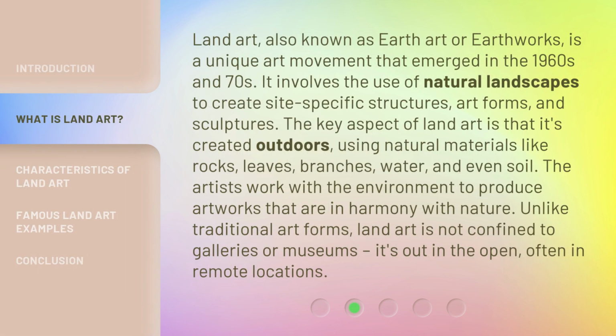Land art, also known as earth art or earthworks, is a unique art movement that emerged in the 1960s and 70s. It involves the use of natural landscapes to create site-specific structures, art forms, and sculptures. The key aspect of land art is that it's created outdoors, using natural materials like rocks, leaves, branches, water, and even soil. The artists work with the environment to produce artworks that are in harmony with nature. Unlike traditional art forms, land art is not confined to galleries or museums. It's out in the open, often in remote locations.